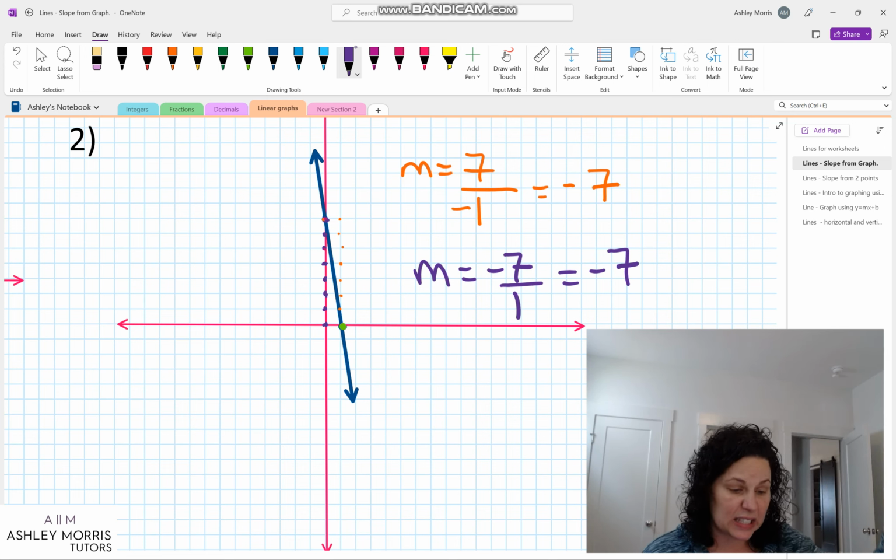And if this line continued, I didn't draw it long enough, you could keep going. You could count down 7 and over 1, down 7 over 1, and keep going. The slope never changes on a line, ever. So it doesn't matter which 2 points you pick, you will always get the same slope.